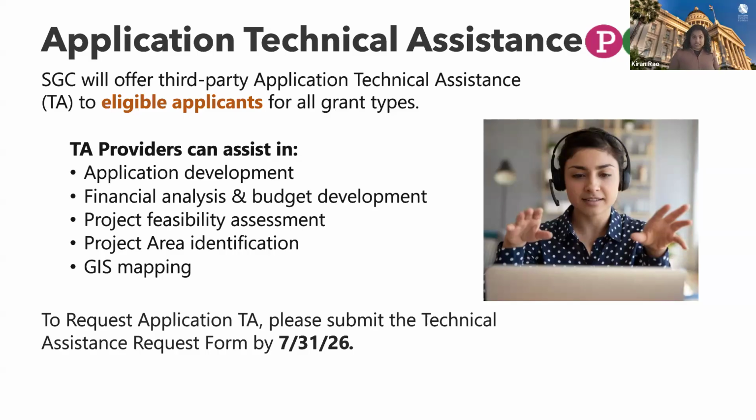To be considered for TA, applicants must submit the request form by July 31st, 2026. It is important to note that receiving TA does not guarantee that an applicant will receive an award. SGC staff will provide general application TA support throughout the creation of application materials, and please visit our program webpages to review our application resources or submit guideline and application questions to the respective programs' inboxes.